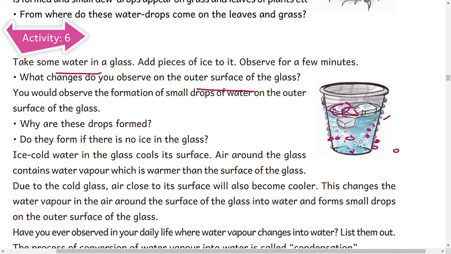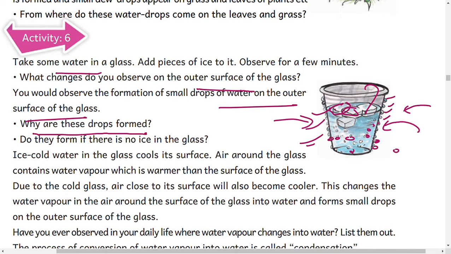See, all these are water droplets. And where do they come from? Do they come from inside the glass? No, they come from outside of the glass. So you observe the formation of small drops of water on the outer surface of the glass. And why are these drops formed? The water vapor surrounding the glass gets condensed due to the low temperature of the glass's outer surface.